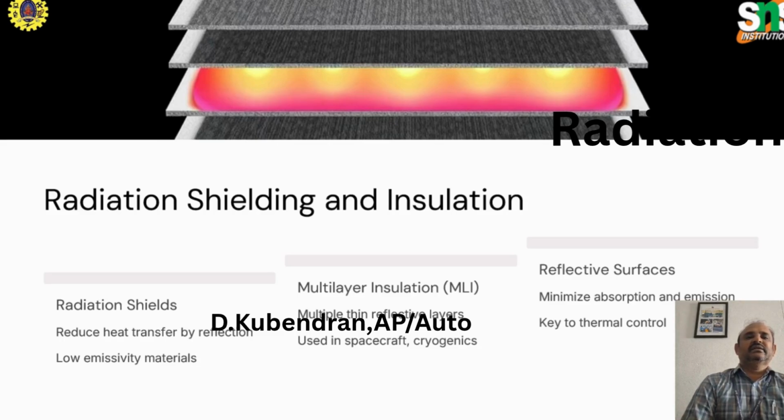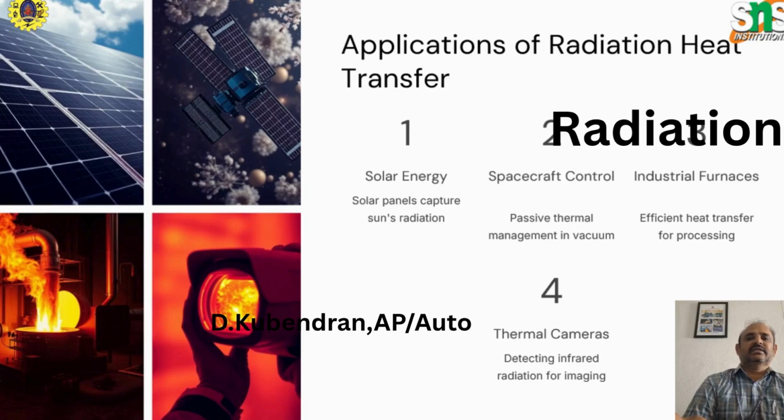In engineering considerations, highly polished or shiny surfaces reflect more radiation. Blackened or rough surfaces emit and absorb more radiation. Radiation shielding and multi-layer insulation are used in high temperature applications. Heat transfer by radiation becomes dominant at high temperatures. In HVAC systems, radiation is considered in comfort and building design.